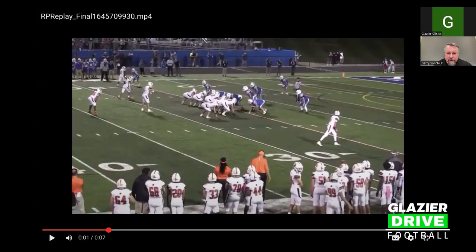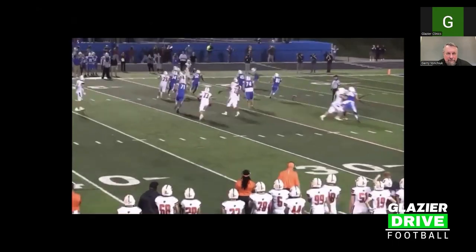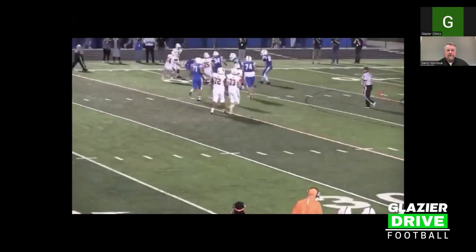So with the fear of the speed over the top, they kind of have a bracket where he's playing under, and they have a safety over top. They have no one other than their linebacker that's out here, their Sam or their Will, that could possibly defend this. So our quarterback aborts the handoff fake and throws it out and out.